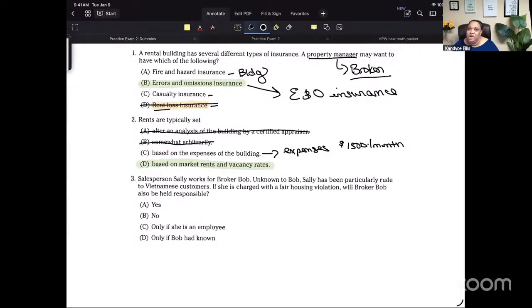So you don't want to just base it off the expenses. You want to see what's the market doing? What is the vacancy rate? So good job.